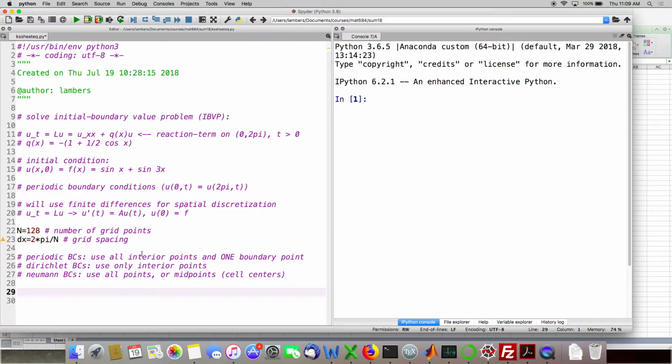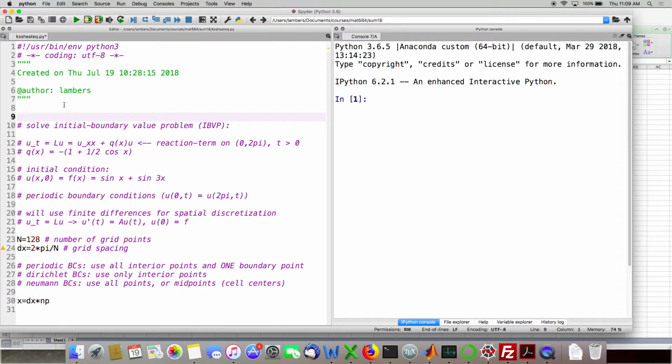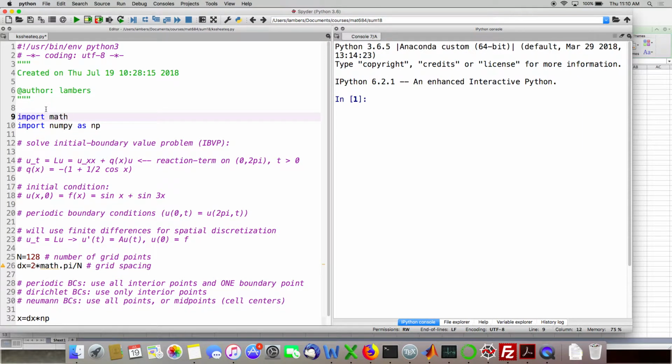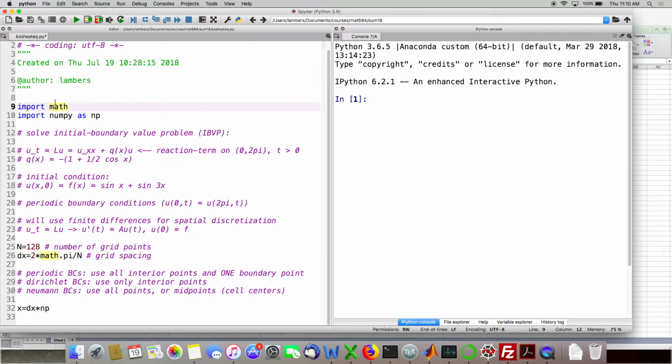So now I need a vector of x values. For that, I will use my spacing times... I need to finally import something, numpy, as usual. Oh, whoops. Pi, I need math.pi. So I need to import math also. I have to make sure to stick more closely to my notes here.